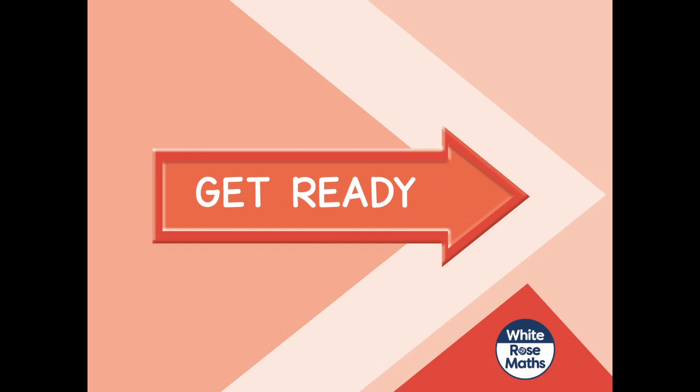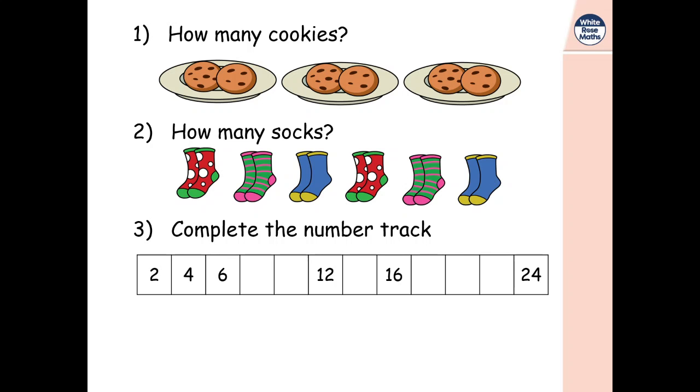Okay, so first of all, you can do this in your book, or you can do it on a scrap piece of paper. But I want you to answer the 3 questions on the board. The first question says, how many cookies are there? So we're going to be counting in twos. How many socks are there? And then, can you complete the number track? So we've got 2, 4, 6, something, something, 12, something, 16, something, something, something, 24. So pause the video now and have a go at those 3 questions.